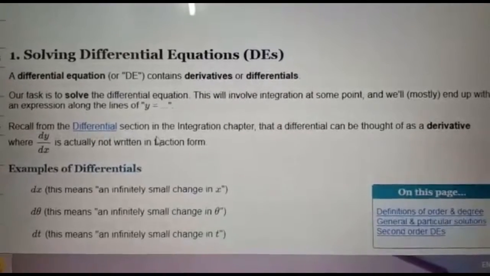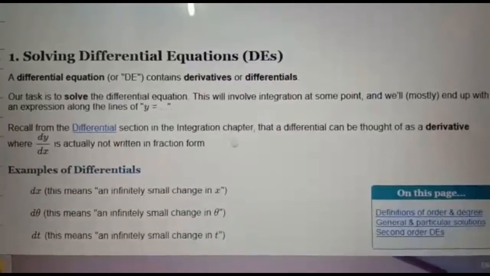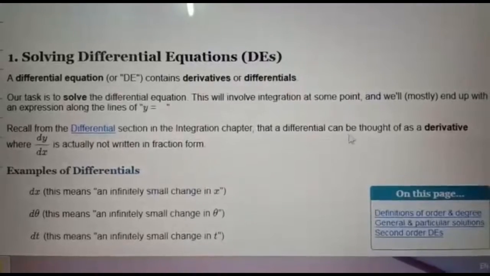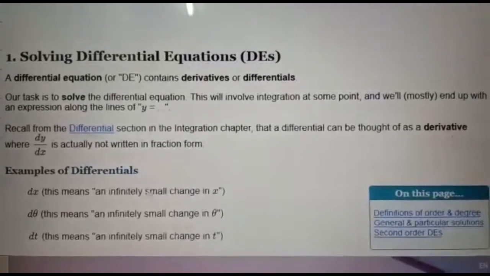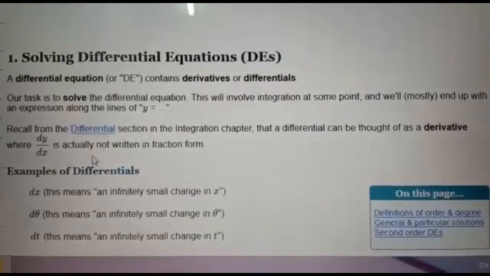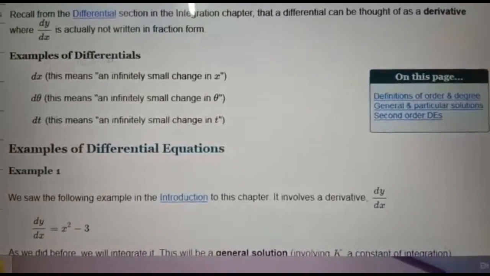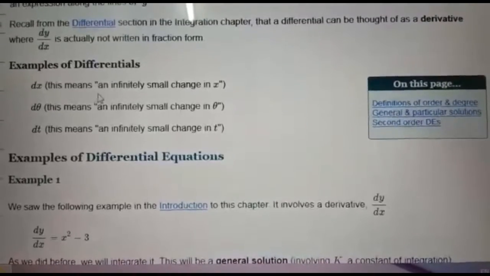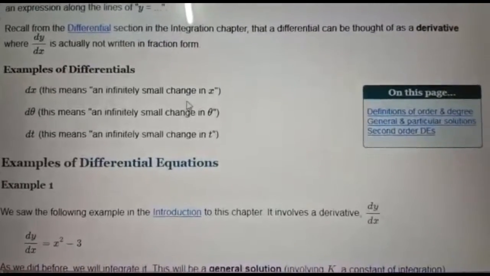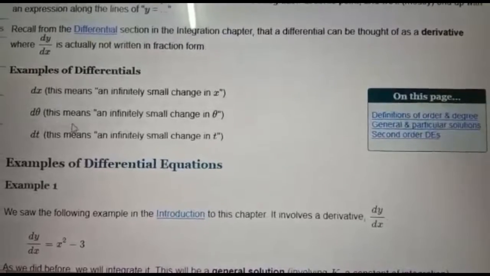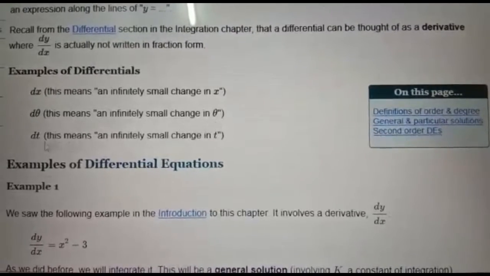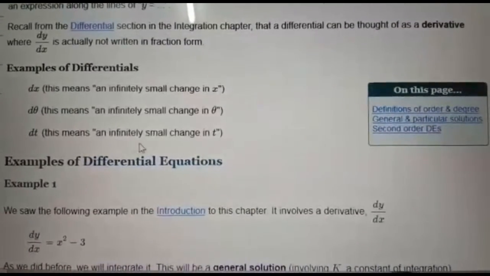Recall from the differential section in the integration chapter that a differential can be thought of as a derivative where dy dx is actually not written in fraction form. Examples of differentials: ds, this means an infinitely small change in s. d theta, this means an infinitely small change in theta. dt, this means an infinitely small change in t.